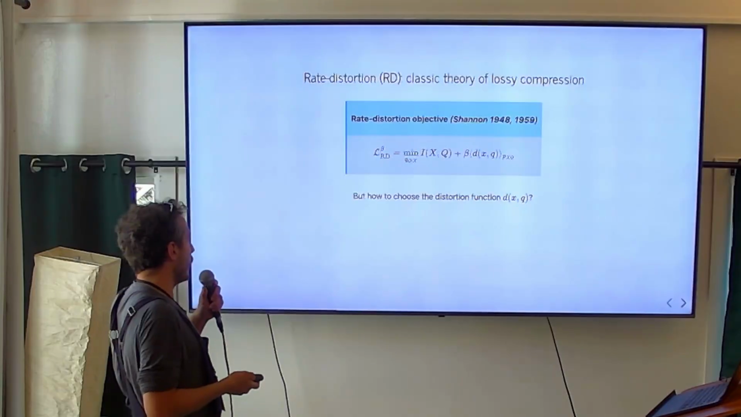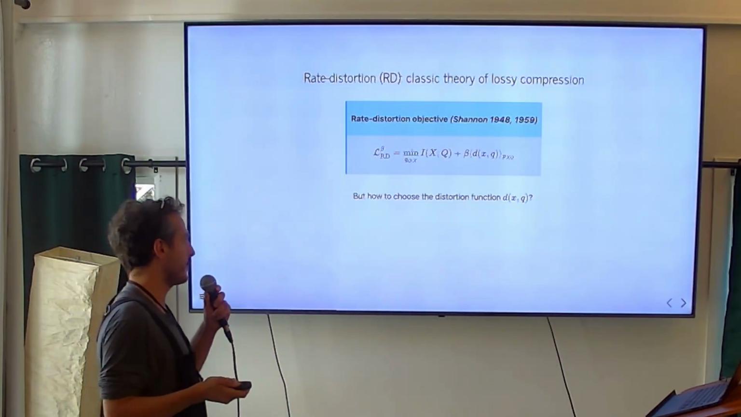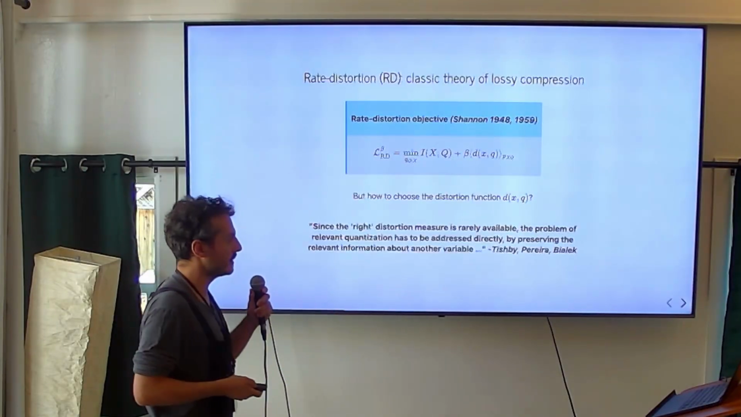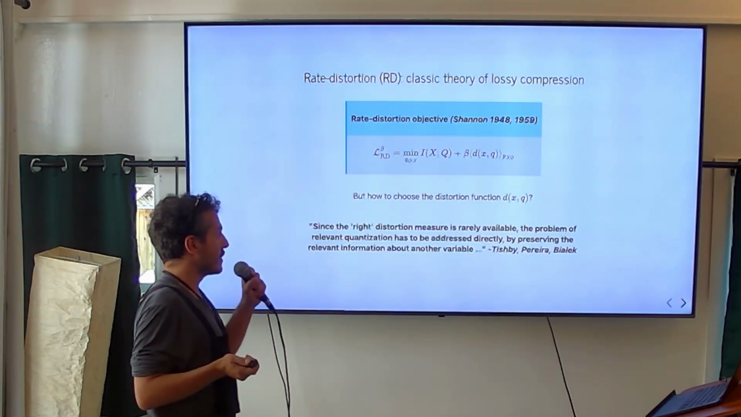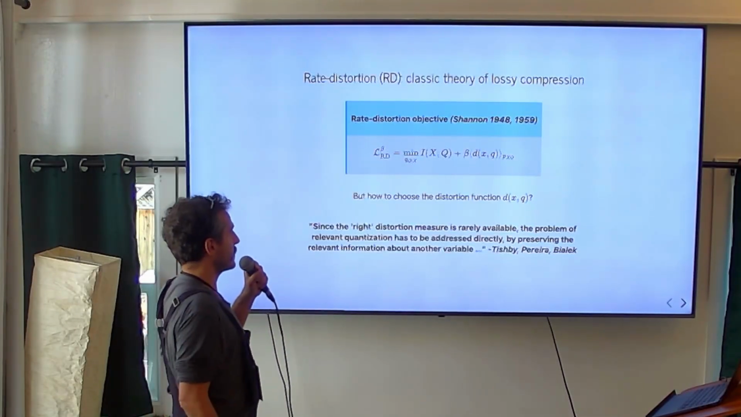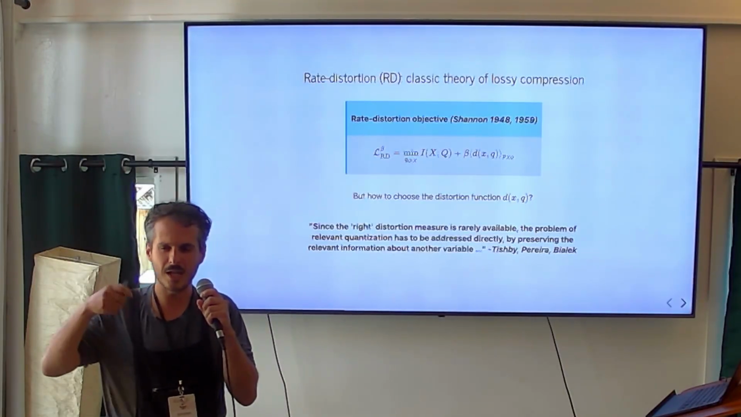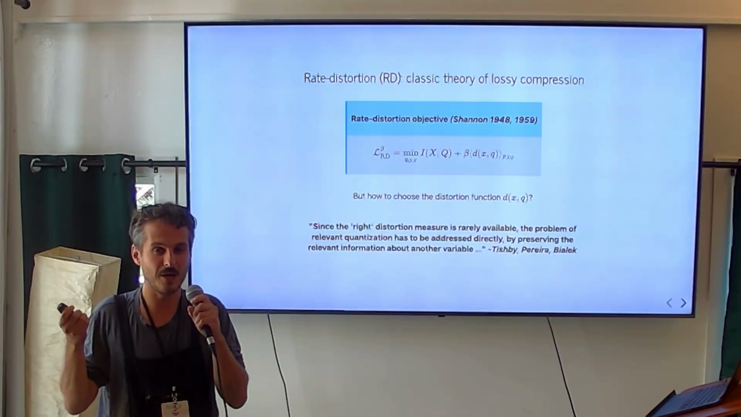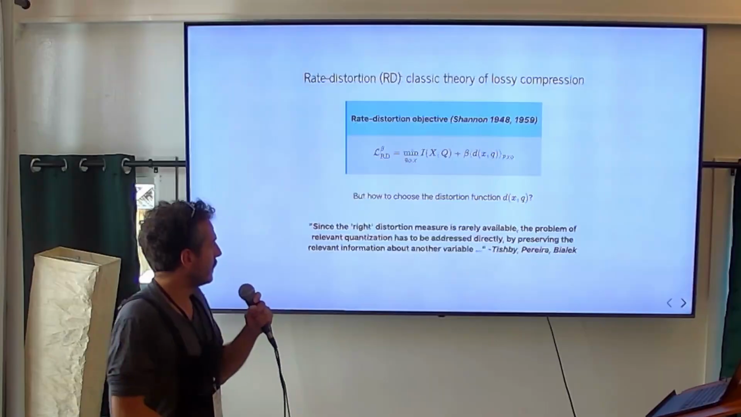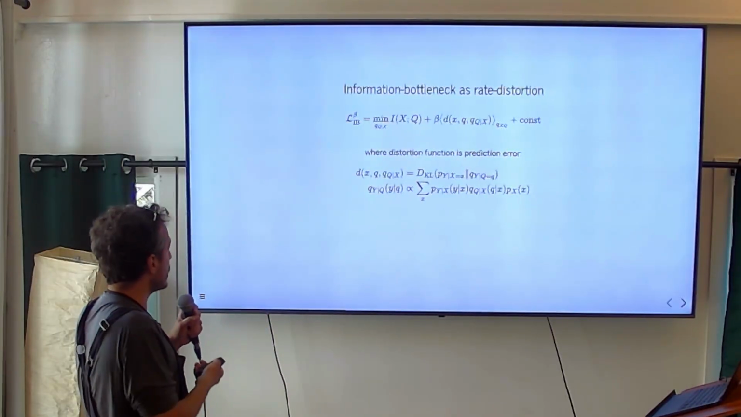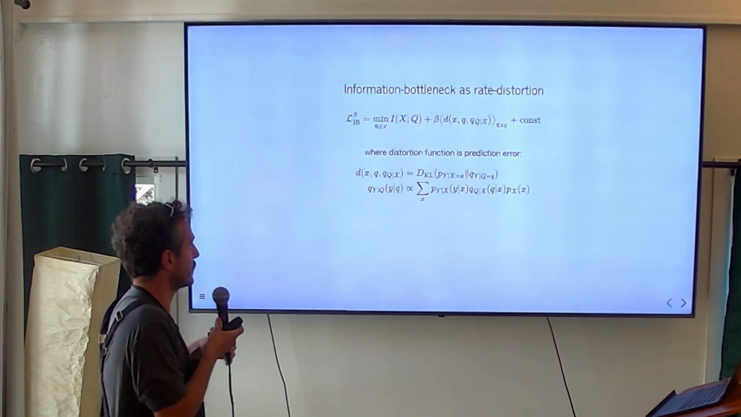the problem is, we don't really know how to choose this in many settings. And this was one of the motivations in the original information bottleneck paper. They said, well, since the rate distortion measure is rarely available, the problem of relevant quantization has to be addressed directly by preserving relevant information about another variable. So we don't know this distortion function, but we do know many times that we want to predict something. And that seems easier to get a grasp on, right? And it turns out that the information bottleneck can also be written in a rate distortion way, but there are some subtleties.